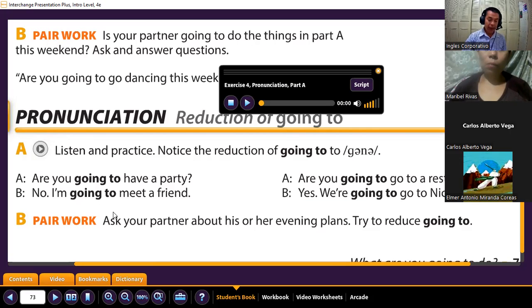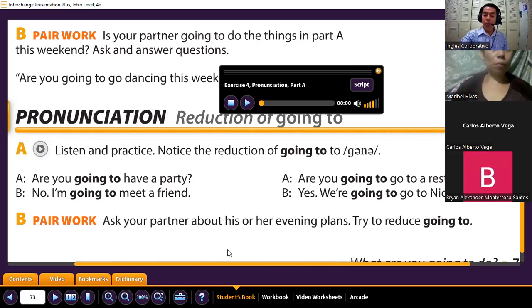Please. Adelia logró conectarse. Adelia? 10-4, Adelia? No, no. Okay. So, Brian, please. Brian, I'm sorry. Letter A. And Carlos Vega, letter B. Ready? Vamos a leer. Letter A.